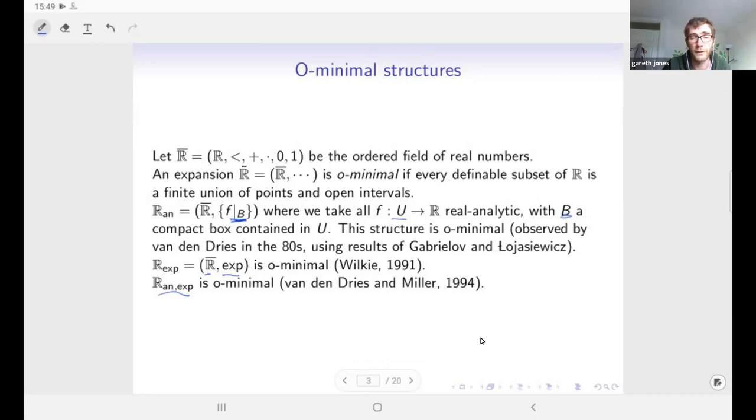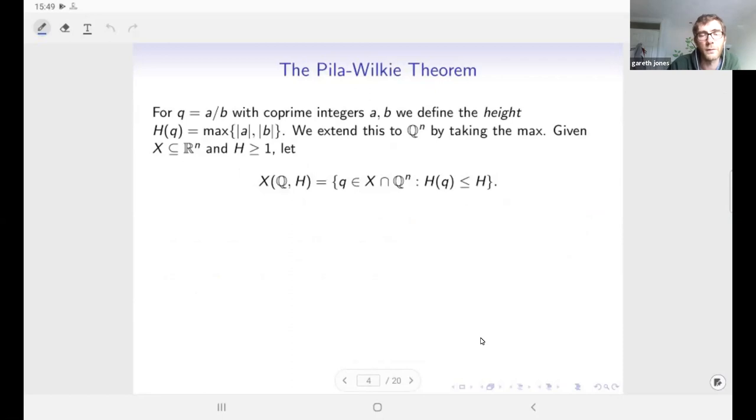So the Pila-Wilkie theorem is about rational points lying on sets definable in O-minimal structures. It involves a height, which we can just take to be the most naive height. So I have a rational number written as a over b with coprime integers, and I define the height of that rational number to be the maximum of the absolute values of a and b. And instead of a rational number, I can have a tuple of rational numbers and take the maximum of the heights. Then if I'm given some subset X of R to the n and some bound H, I write X(Q,H) for the set of rational points lying in X with height at most H.